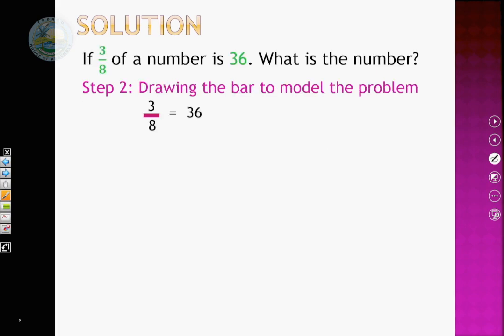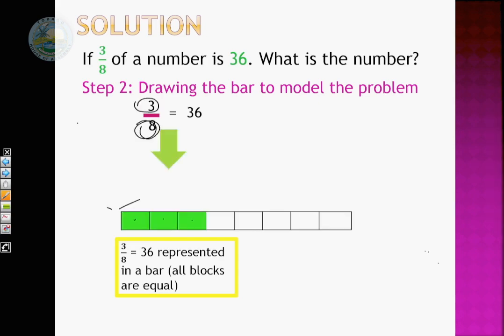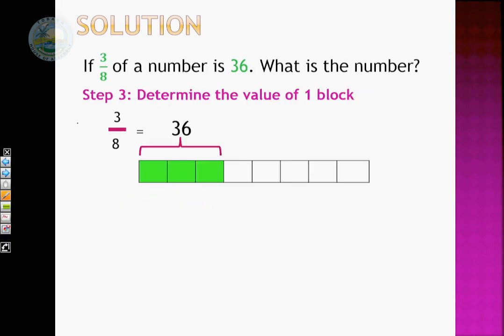Our step 2 now is to draw the bar to model the problem. So we have 3/8 equals 36. And remember, I said that all the bars are divided equally, so no one gets more than the other. So here we see 3/8 represented in the bar form as 36. So 3 of the green blocks equals 36.